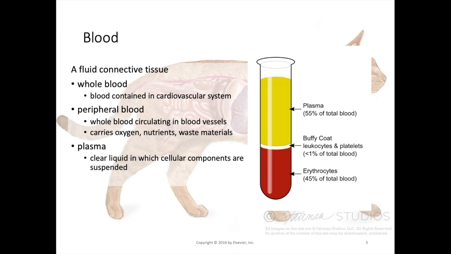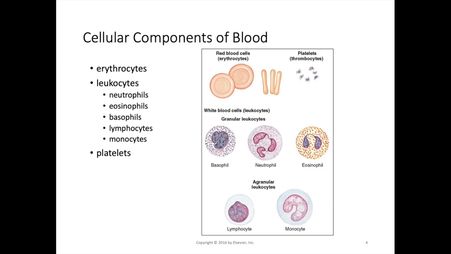When we look at blood being broken down here, and we'll talk about this a couple times because you guys often are taking blood samples, analyzing blood samples, and looking at different portions and different measures of the blood. So when we're looking at whole blood itself, we're looking at plasma, which is roughly 55% of the total blood. The buffy coat, which is white blood cells and platelets, is typically less than 1% of total blood. And then we have red blood cells, which is roughly 45% of total blood.